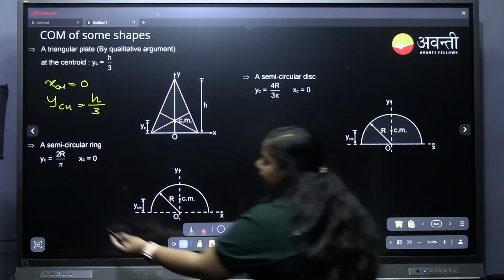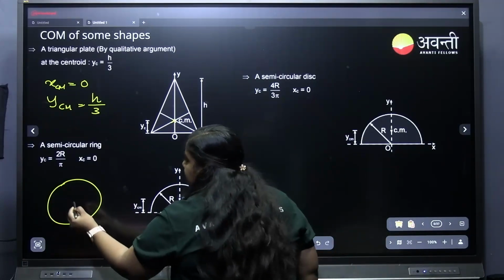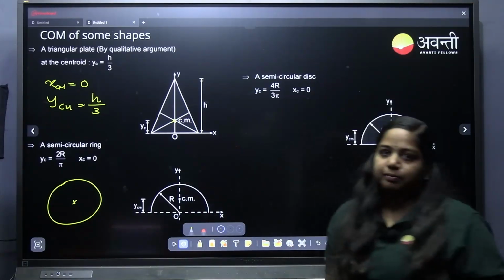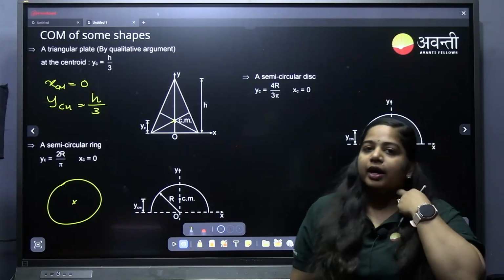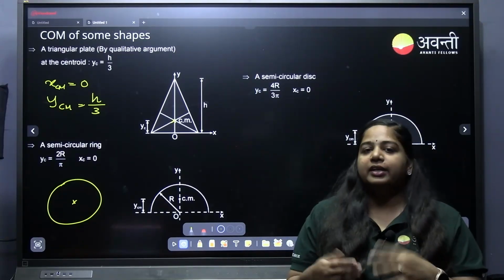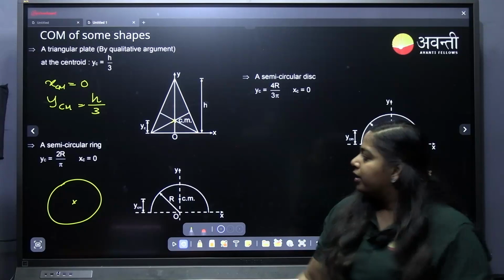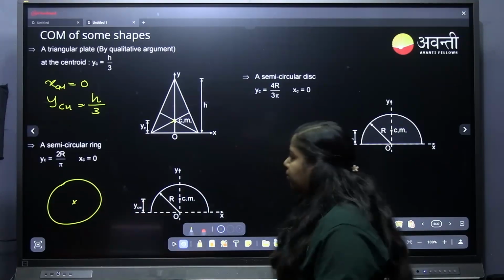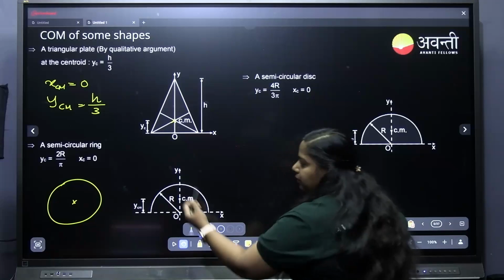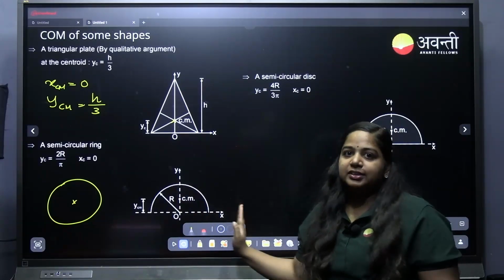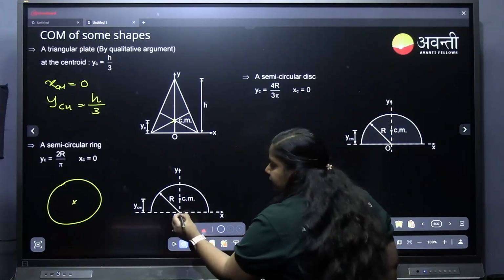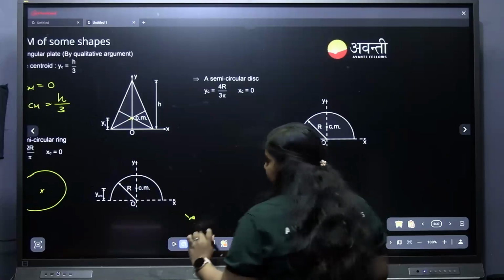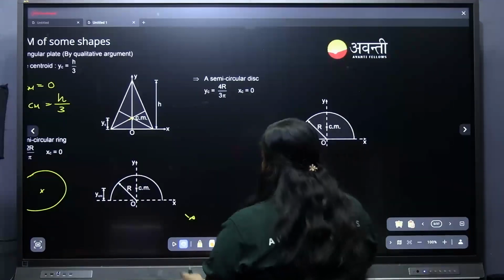Now if you take a complete ring, its center of mass will be exactly in the middle, right? Even though it is outside the body, that is normal, no problem. So for a ring it will be exactly in the middle. But if you take a semicircular ring and there is symmetry about the y-axis, then for x it will be in the middle, 0. Sorry.